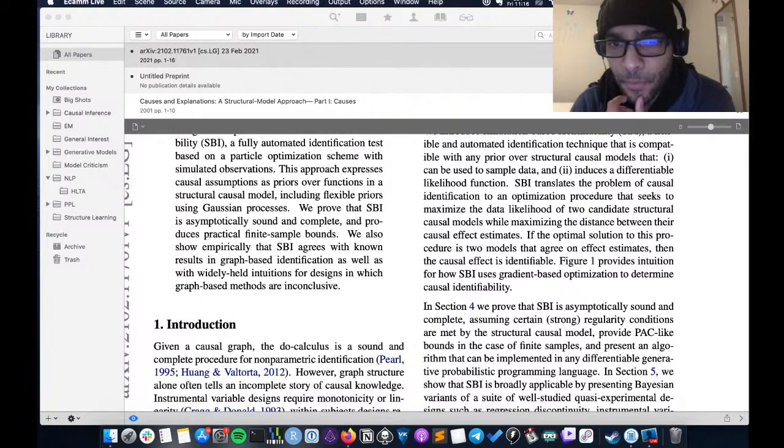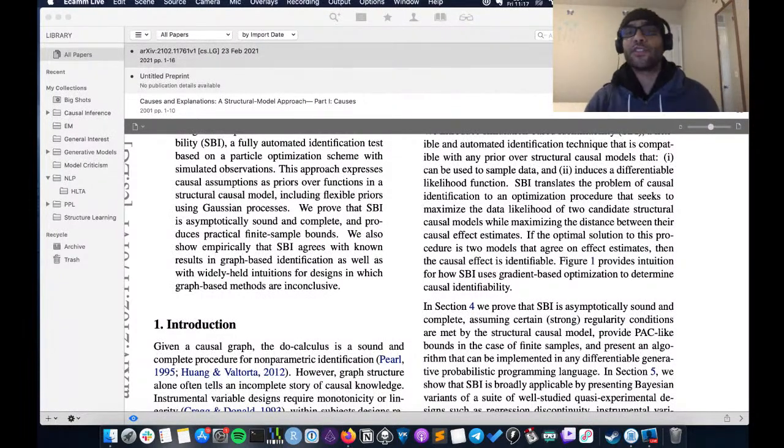Maximize the likelihood of 2 candidate models. Maximize the distance between their causal effect estimates. The optimal solution to this procedure is 2 models that agree on effect estimates. Then the causal effect is identifiable. That's interesting. So it's an optimization procedure that is trying to somehow get the models to disagree on a causal effect estimate.